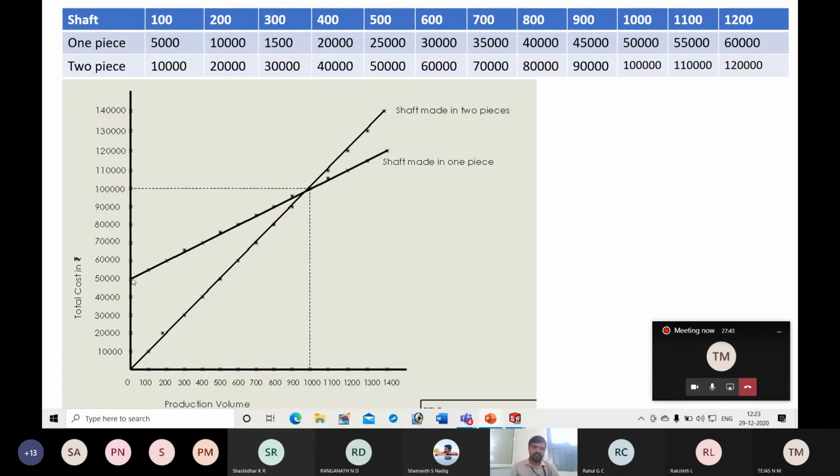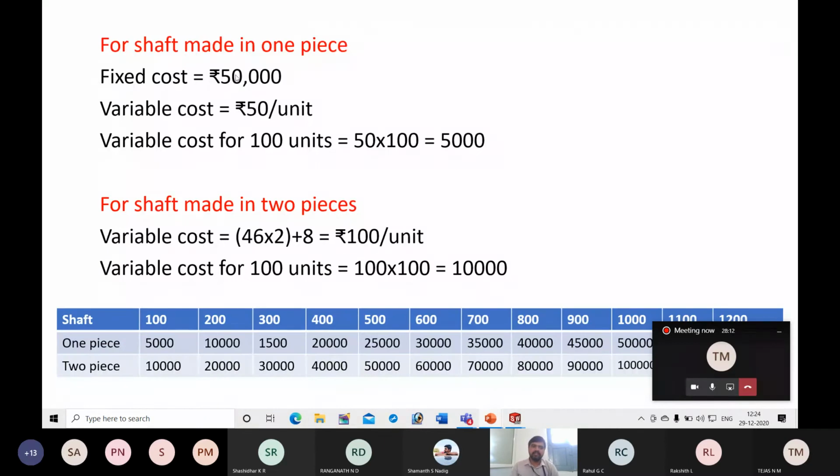First consider the shaft made in one piece. First you have to draw the x-axis and y-axis. On the x-axis we are considering production volume, and on the y-axis we are considering total cost in rupees. After that, start from this point. There is a fixed cost, and these are the variable costs. For the shaft made in one piece, the value of the fixed cost is 50,000.